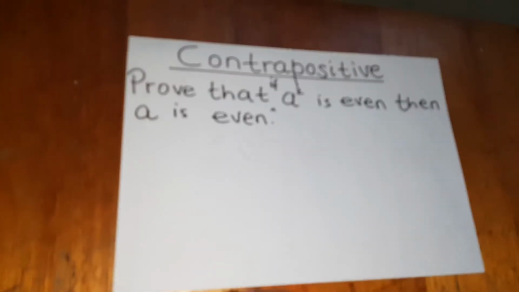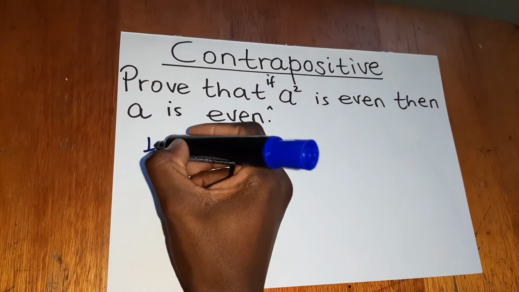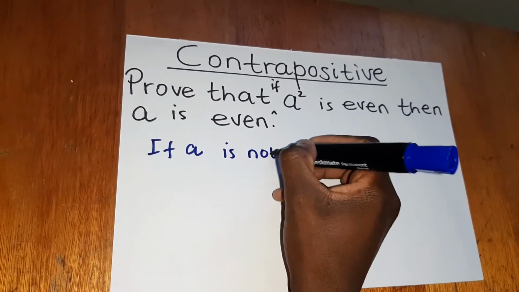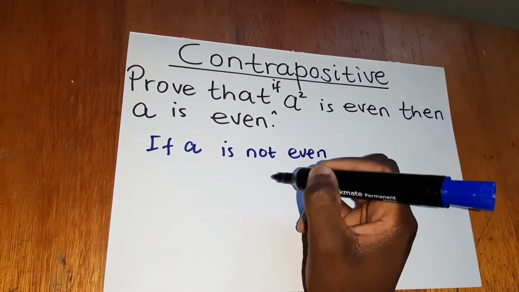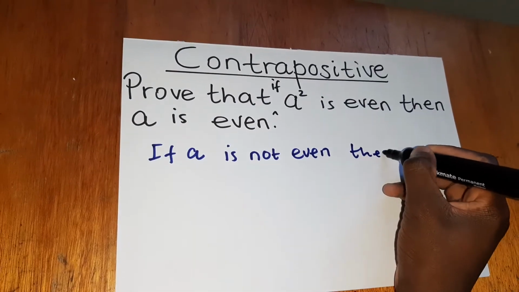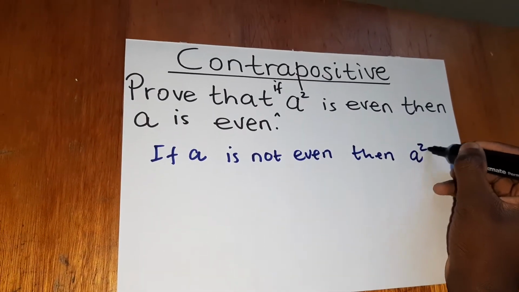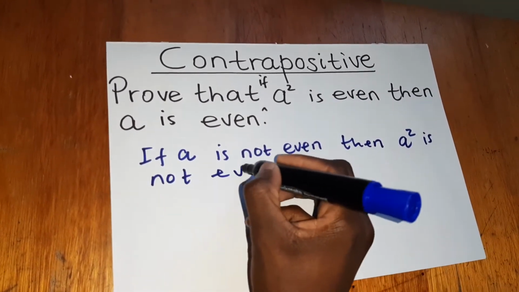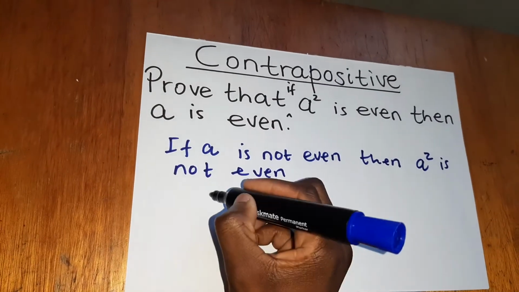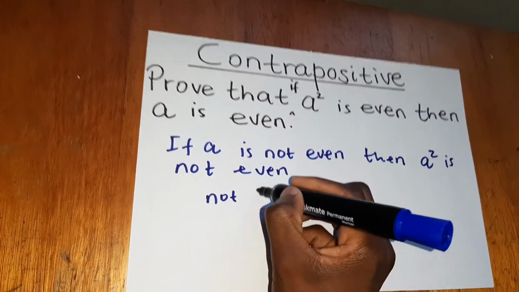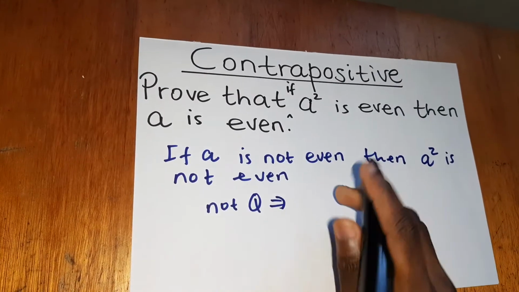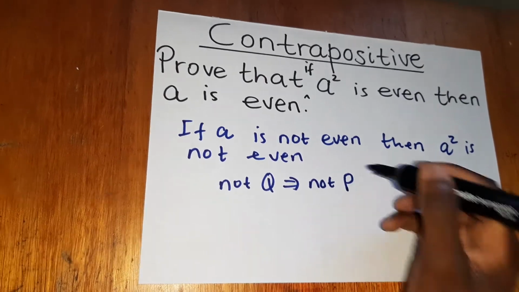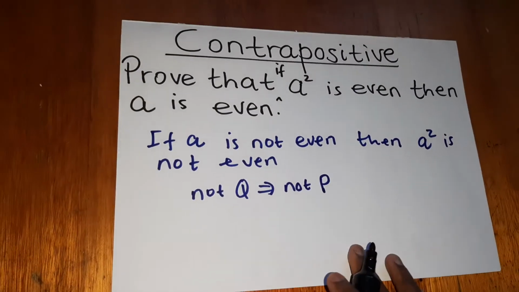We want to show that if A is not even, then A squared is not even. We say not q implies not p. This is what we say if we are proving by contrapositive.